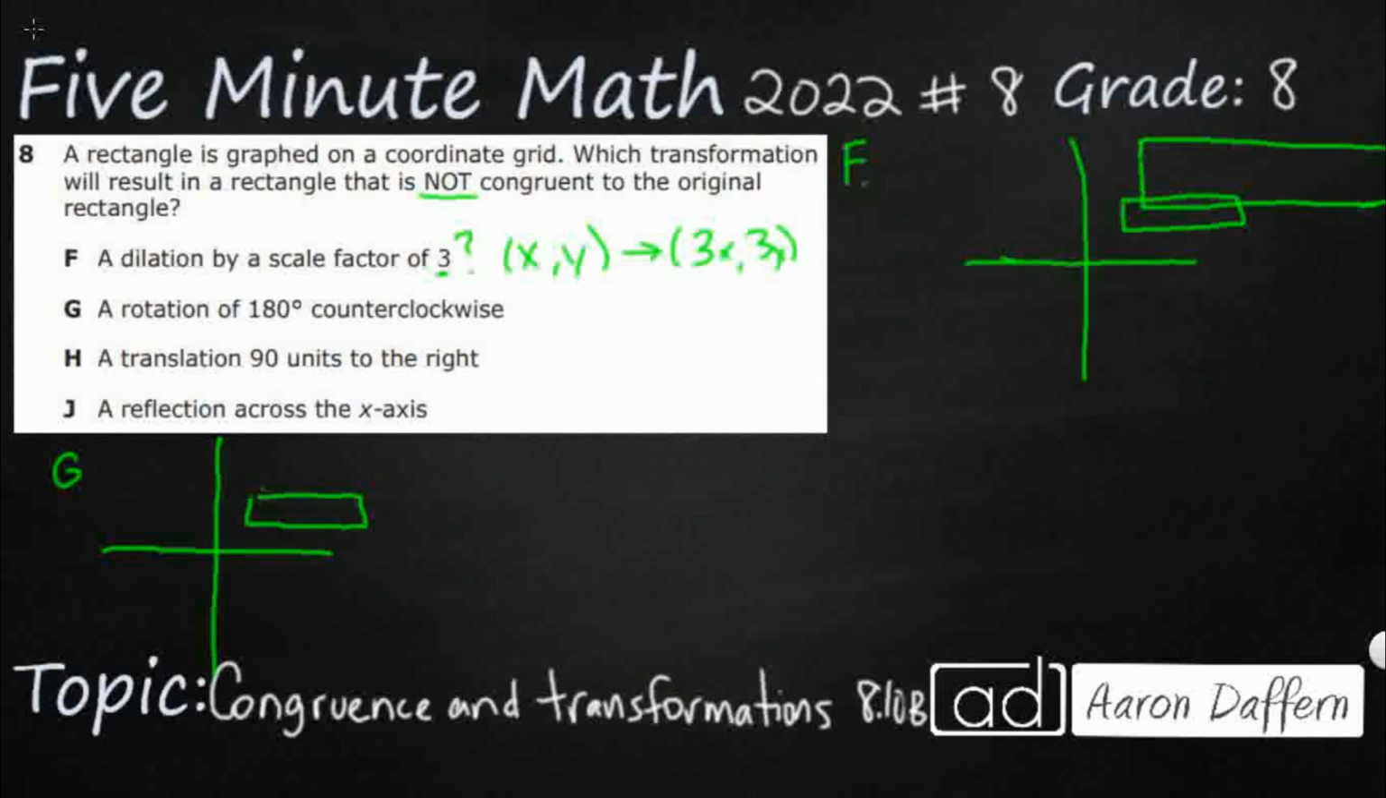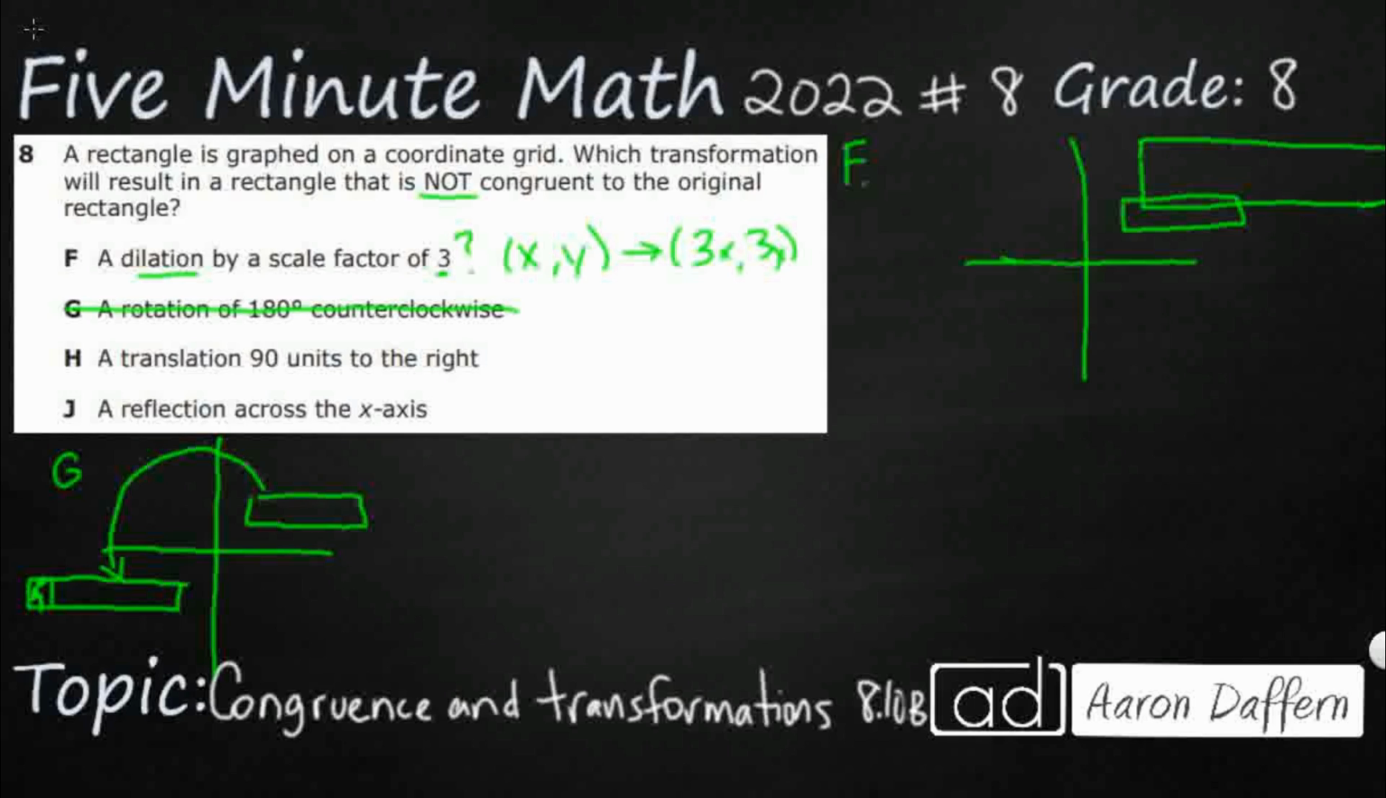So counterclockwise goes this way. 180 degrees means it's going to go halfway around a circle, right? So that means it's probably going to end up looking like this. Now I didn't necessarily draw it correctly because it's probably not that long here. See if I can get rid of that. I didn't change the shape. I didn't change the size. A rotation doesn't do any of that. A dilation does. So it's still congruent. I just rotated around like a clock.